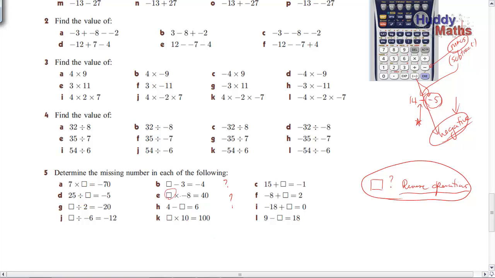Here, the unknown number was multiplied by -8 to give 40. Okay, so let's undo that. What was the number before you multiplied by -8? Let's divide by -8 and have a look. Which product do you reckon will occur most often? Well, that's something you will need to talk about with your classmates and your teacher.